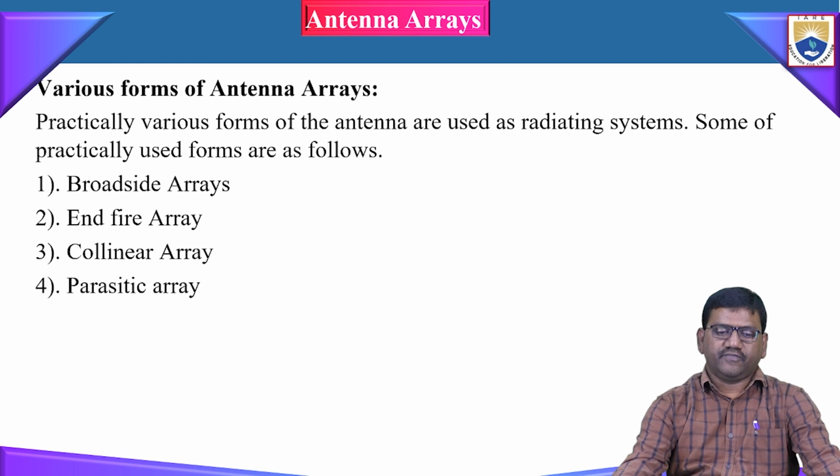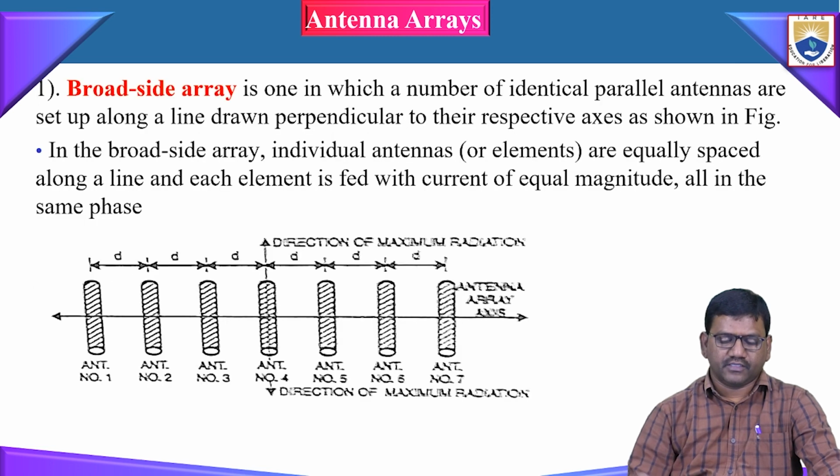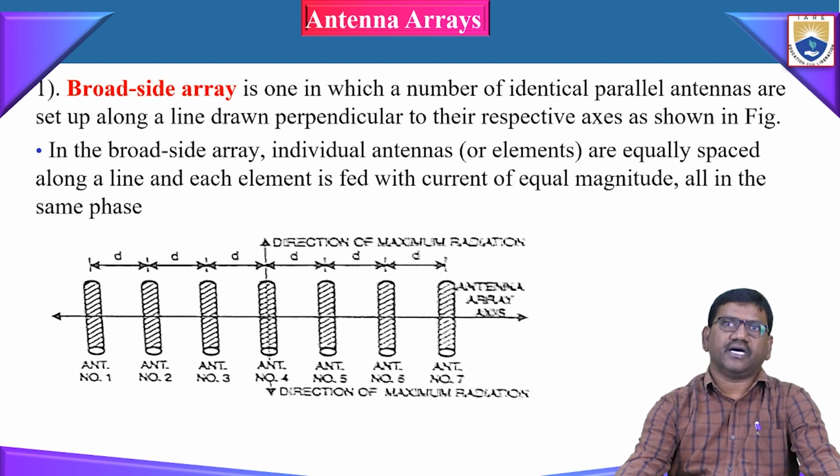So there are different types of arrays we are having. One is broadside array, end-fire array, collinear array, and parasitic array. So what is a broadside array? The broadside array is one in which a number of identical parallel antennas are set up along a line drawn perpendicular to the respective axis.